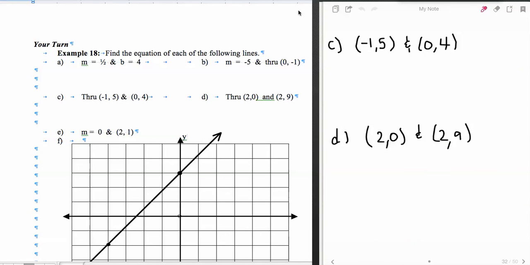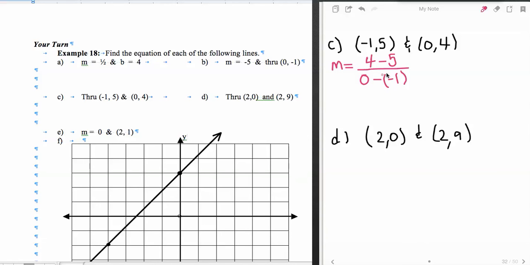In part C, I don't have a slope given to me. I investigate, therefore, the x's. The x's are not the same. The y's are not the same. Therefore, I need to find the slope. This is neither a vertical or a horizontal line. So my slope, remember, is y2 minus y1, 4 minus 5, and x2 minus x1, that's 0, minus a -1.